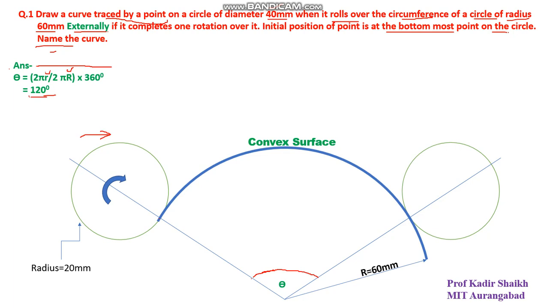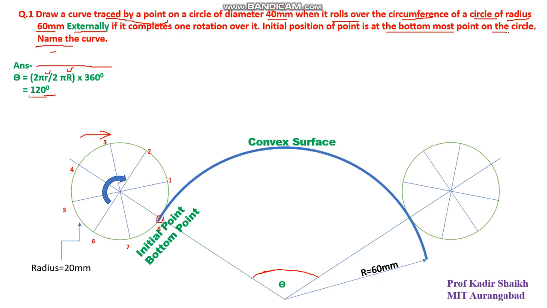Now after that, divide this circle into 8 equal parts. Name the parts. As it is rotating in the clockwise direction, the initial point, which is the bottommost point, is going to be first replaced by point number 1. So in that sequence you name the divisions. So this is the initial point.